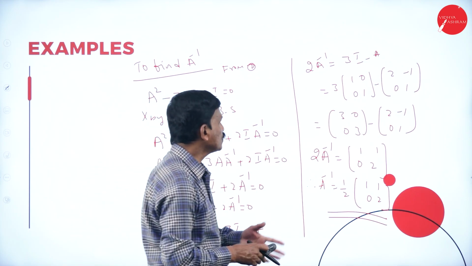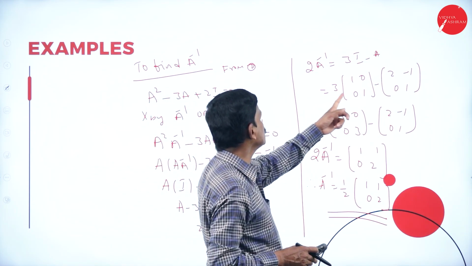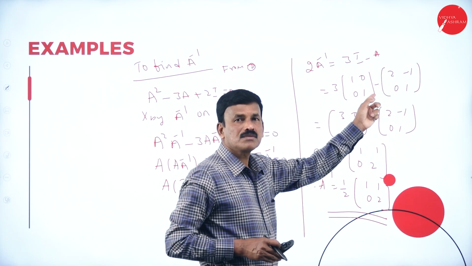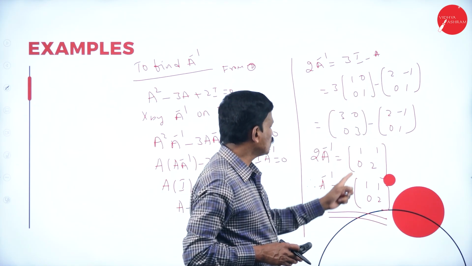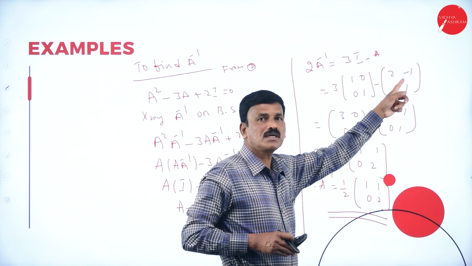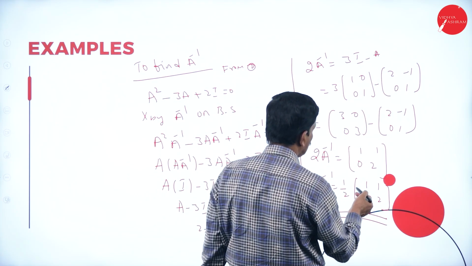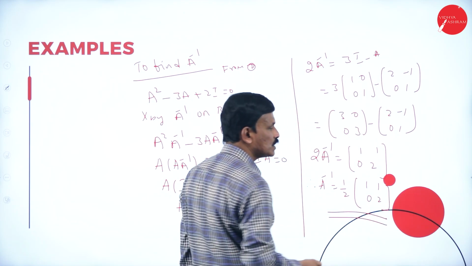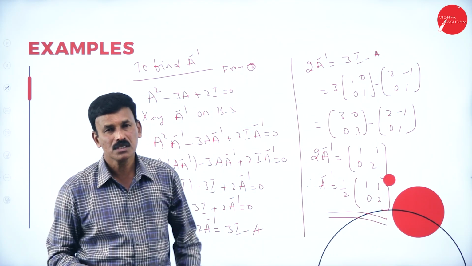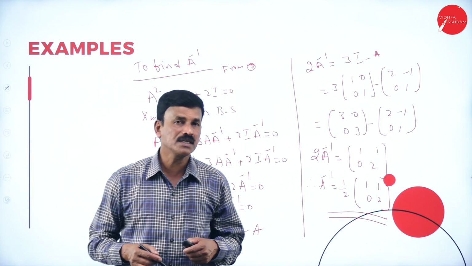If you want, you can straight away verify using this matrix. What is A? A is [2 -1; 0 1]. Interchanging the diagonals, 2 and 1 become 1 and 2, and changing the signs, minus 1 becomes plus 1, and 0. So hence A inverse is equal to 1 over 2 into the matrix [1 1; 0 2], which is the inverse for the given matrix. This is how we are going to find the inverse.